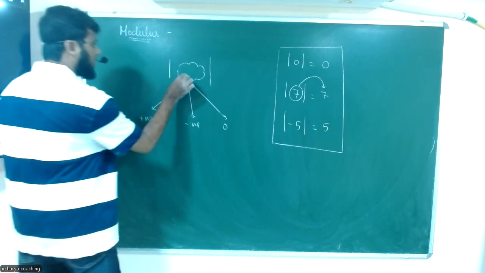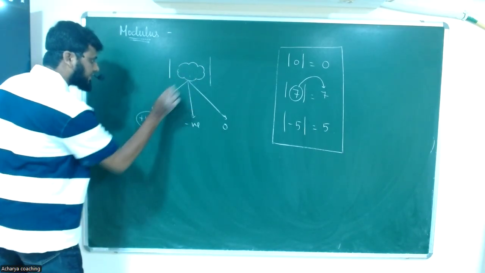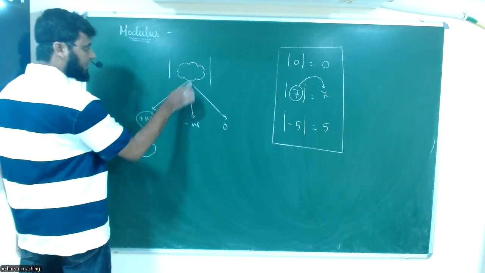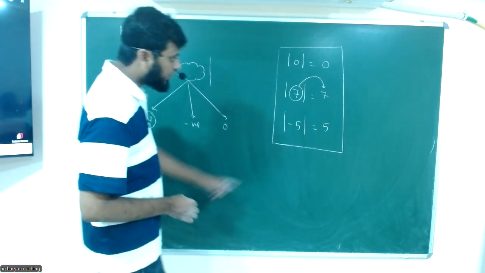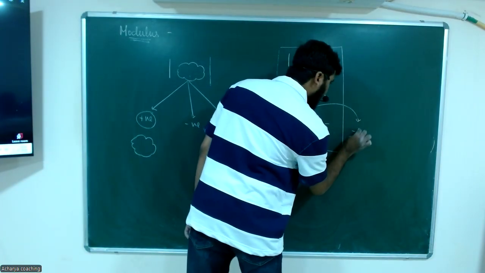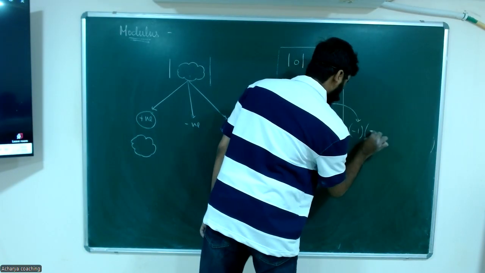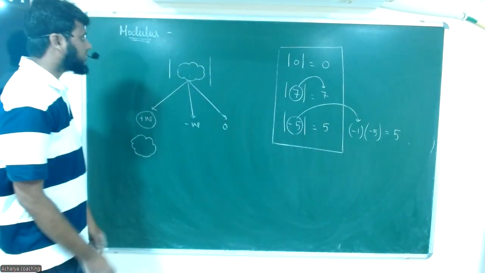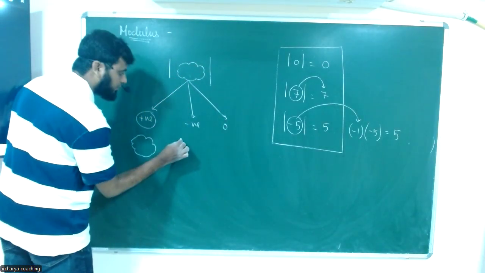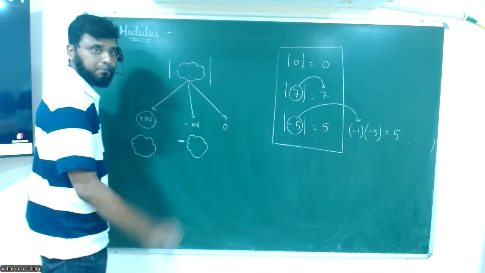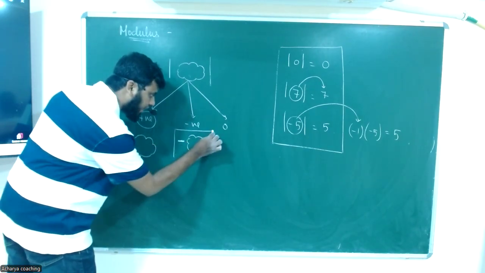So inside mod, if it is positive, whatever is there, we write as it is. Inside mod, if it is negative, how did I get this 5? I have to multiply this with -1, then only I'll be getting 5, right? So whatever is there, I have to multiply with the negative sign. Minus of this, this part will be positive.